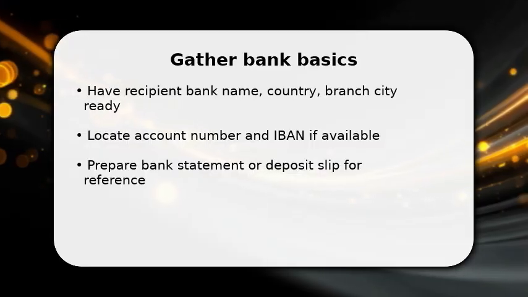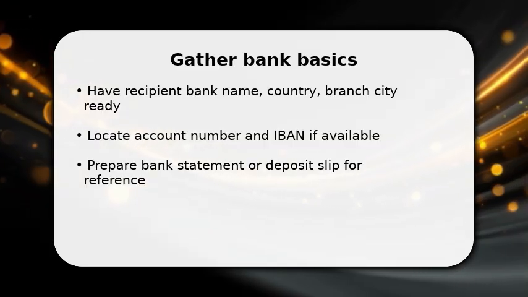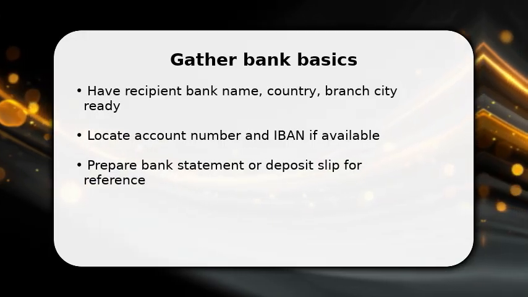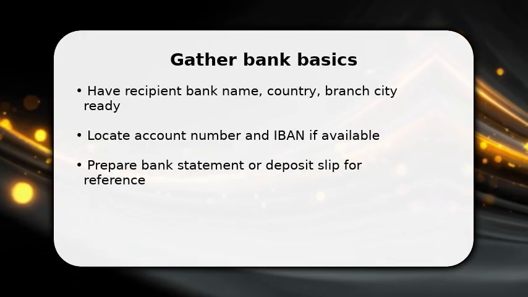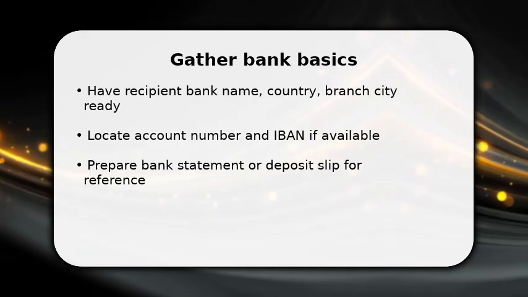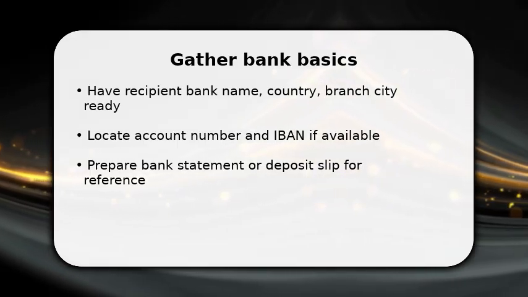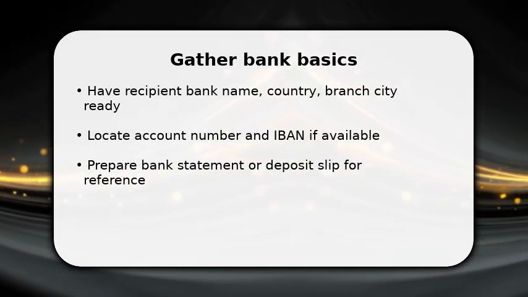You start by gathering the essential bank details so you can find the SWIFT code fast. Have the recipient bank name, country, and branch city in front of you, plus the account number or IBAN if available. Once done, check a recent bank statement or deposit slip for printed routing cues. These items reduce guesswork and let you confirm results. Make sure to work from official account records rather than memory to avoid delays or errors.